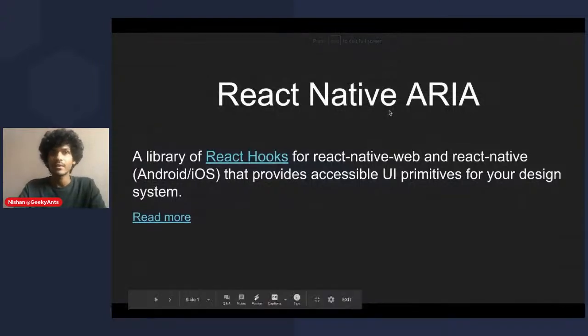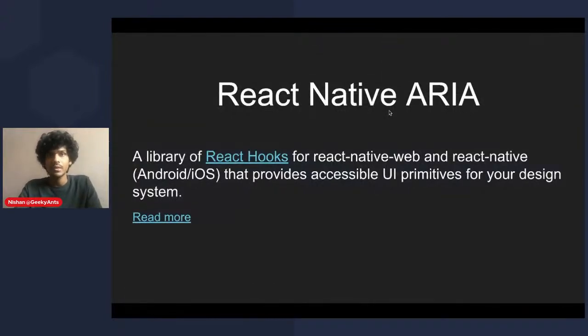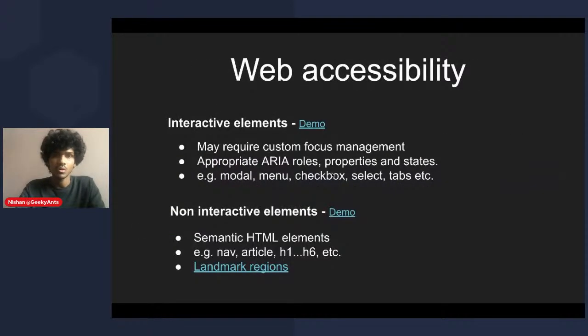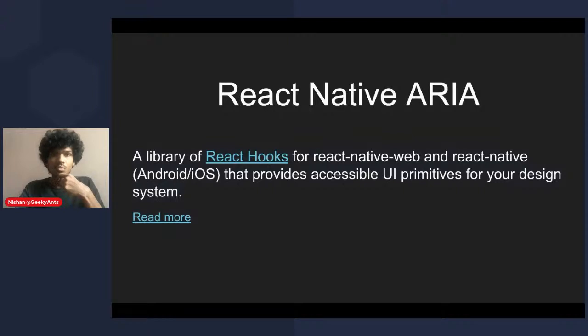Okay, so let's first start with the definition. What is React Native Aria? It's a library of React hooks for React Native Web and React Native Android and iOS that provides accessible UI primitives for your design system. You can read more in the documentation, but let's zoom out a bit and see what is meant by accessible UI primitives.